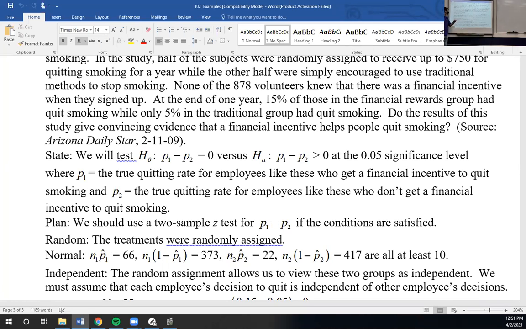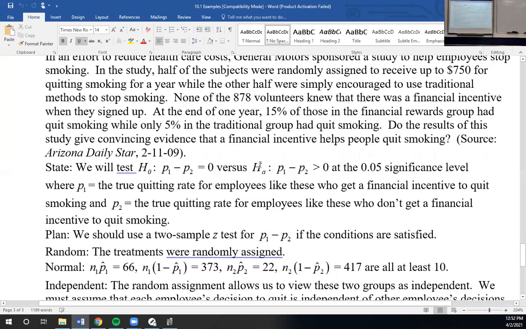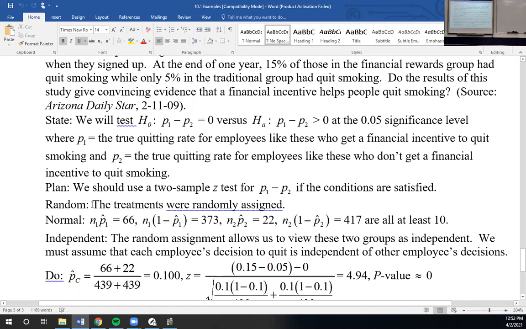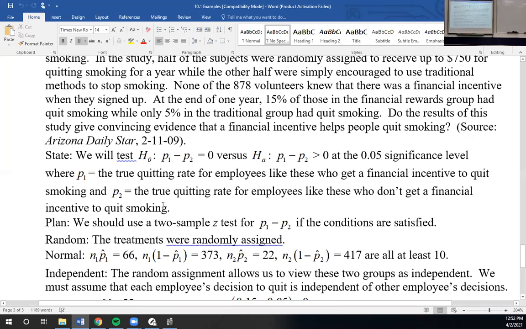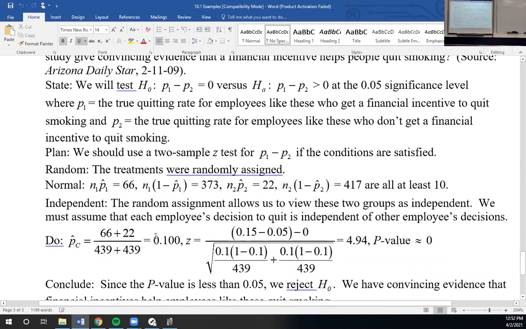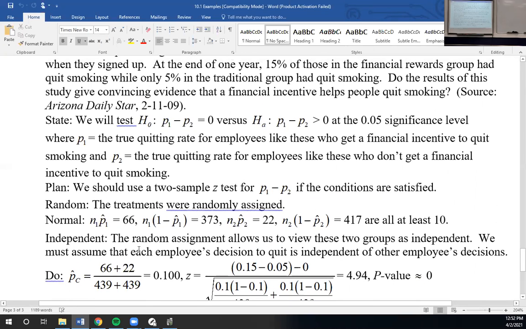Step 2, two proportion z-test. The only thing I want to point out here is the random condition. If you say there were random samples of 474 taken, that's wrong. If you say SRS, that's wrong. The random part of this process is that the volunteers, so it wasn't a random sample, but the volunteers were randomly assigned to two equal groups of 439. That was the random part of the process, the assignment to the groups, not the sample taken. So make sure you say that in your random condition.